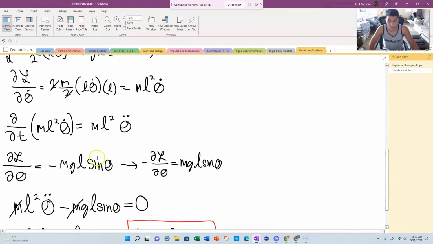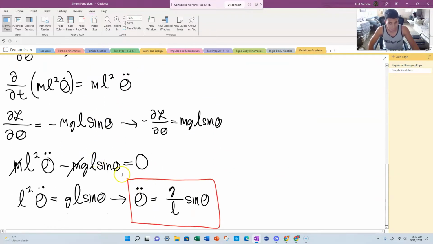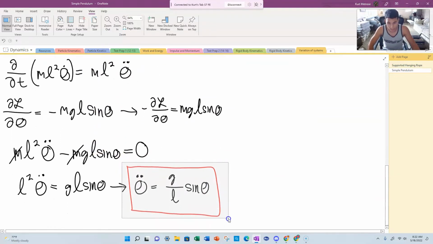And then the rest is just straightforward derivatives of the kinetic and potential energy, and you get this at the end.